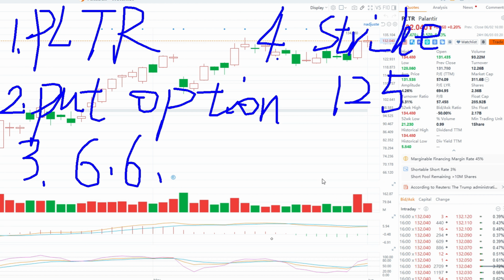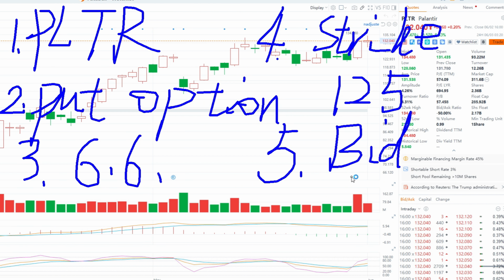Right at this level, strike 125, and now the fifth element is the entry price. What's the entry price? That's the bid price for this option. What's the current bid price? 1.04, about $1. That's a complete setup. These are the 5 main elements of an option trade.